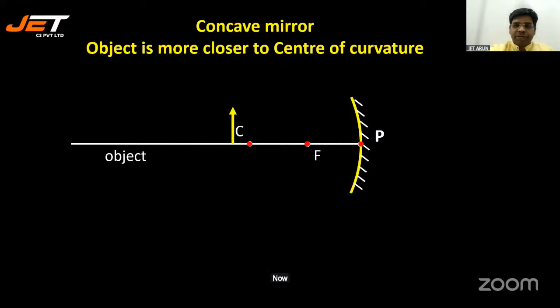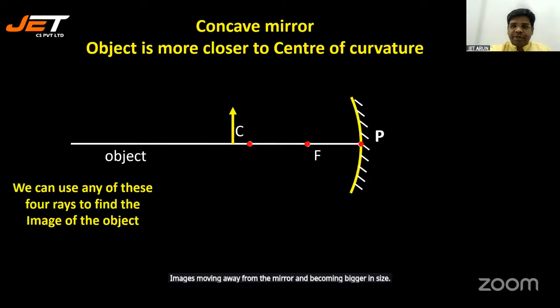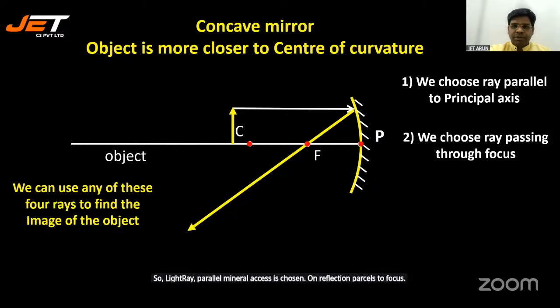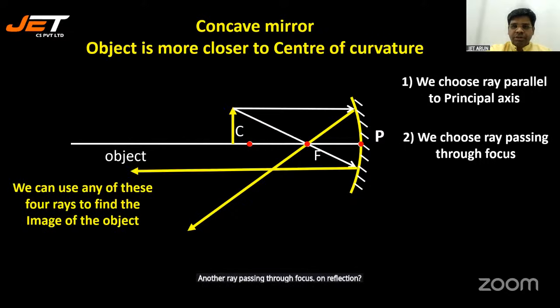All right. Now let's look at the object. It's further closer to center of curvature. Now I'm trying to trace out a pattern. See, a pattern is emerging slowly, which is as the object is moving closer to the mirror, image is moving away from the mirror and becoming bigger in size. So light ray parallel to principal axis is chosen. On reflection, passes through focus. Another ray passing through focus, on reflection, will emerge parallel to principal axis. Intersection will be image which is slightly bigger than before and slightly farther from the mirror. Farther away.